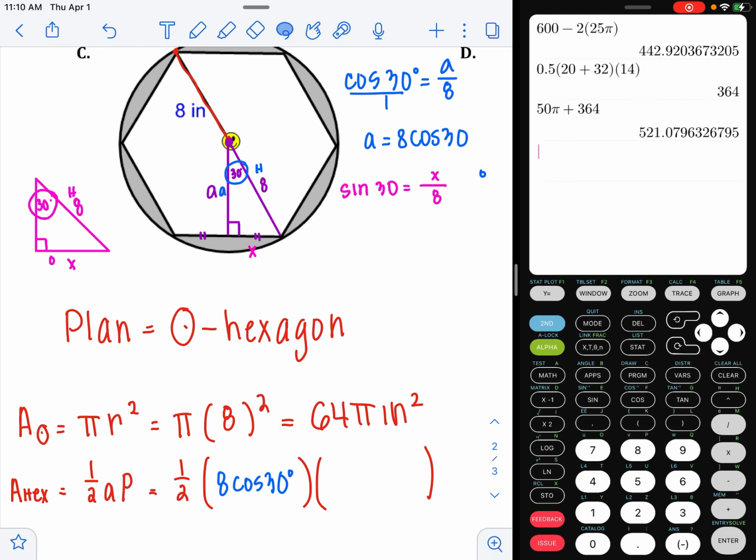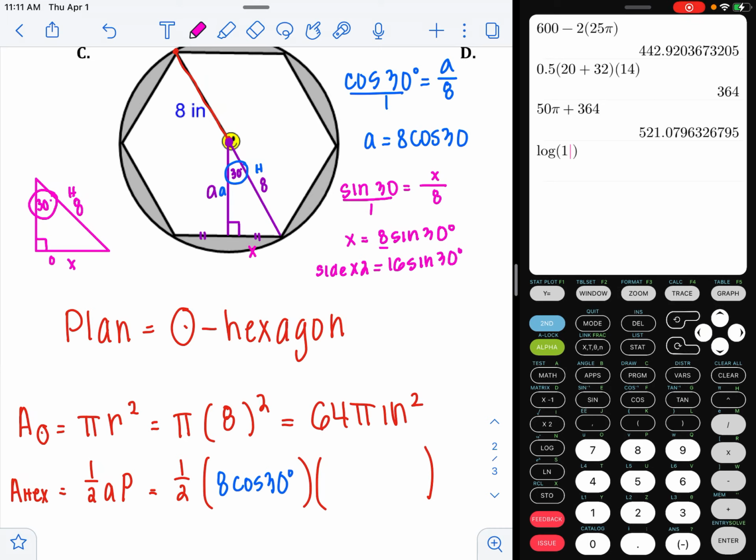So I can move this up just a little bit here. Okay. I'm going to put this over 1 so I can cross multiply, and I get x equals 8 sine of 30 degrees. Do I plug this in right here? No, that's x. I want the perimeter. So let's get our side length next. To get our side length, we are going to multiply by 2. 8 times 2 is 16, so 16 sine of 30 is the side length.